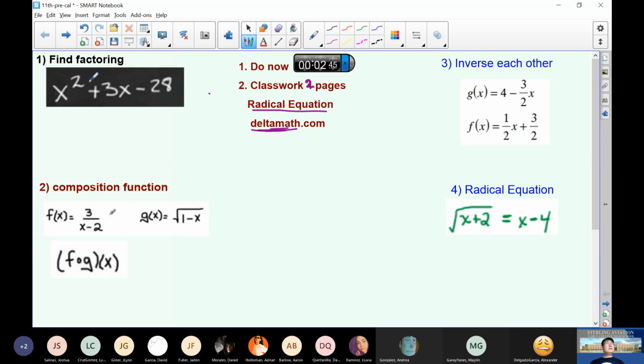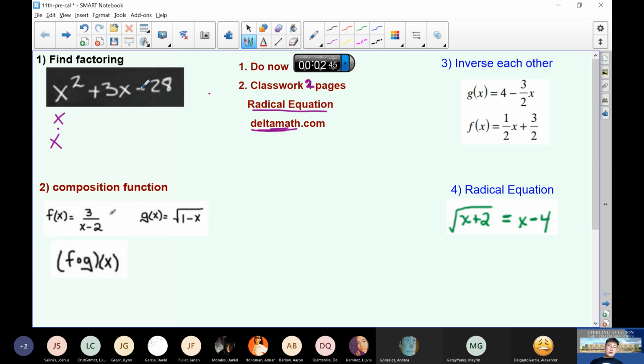So, factoring. x times x is x squared. You guys all watching, right? If you don't watch, you don't take the class, you cannot solve. I mean, we have a quiz next week. It's all based on this, especially composition function, inverse function, right?